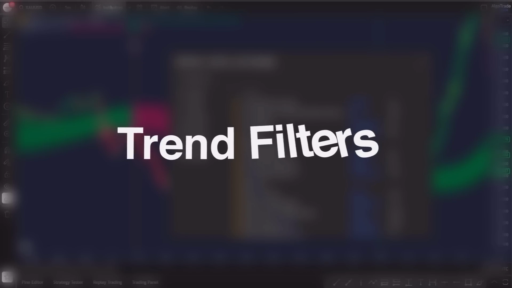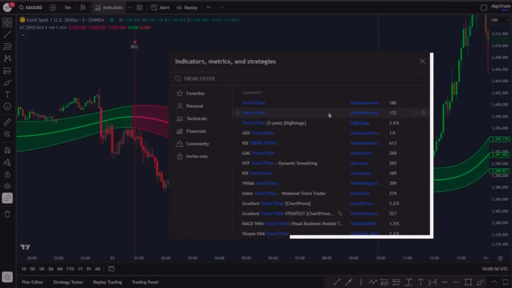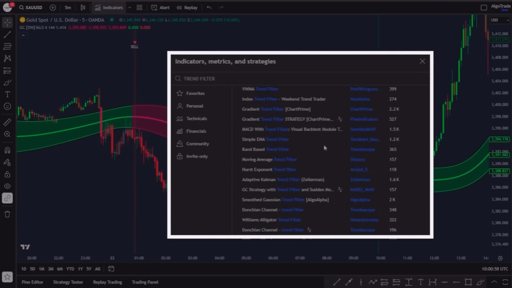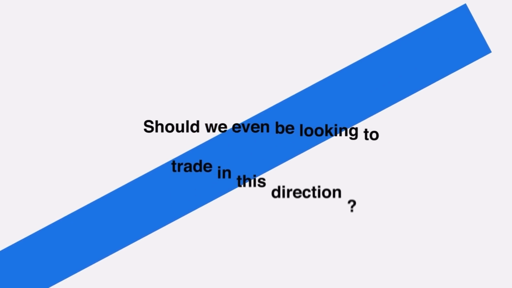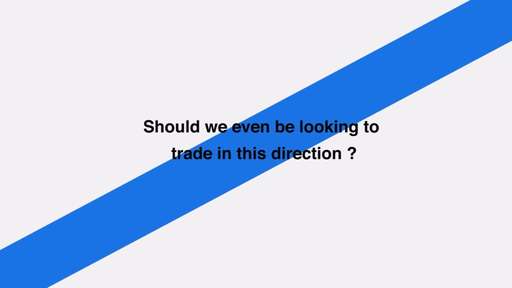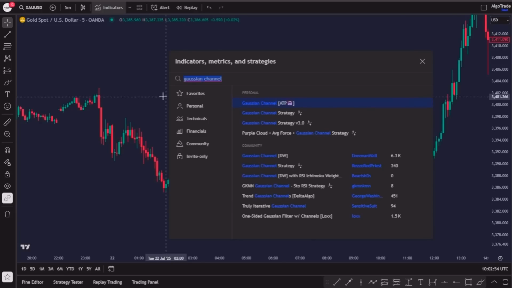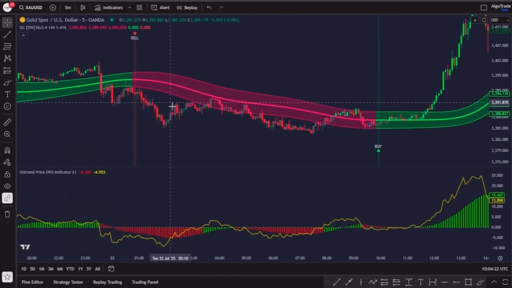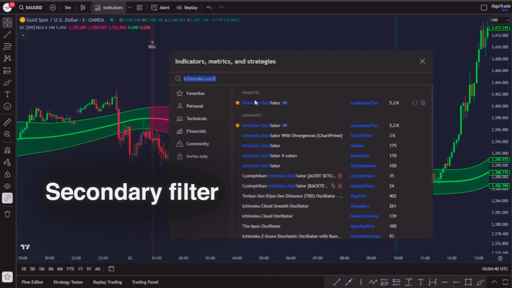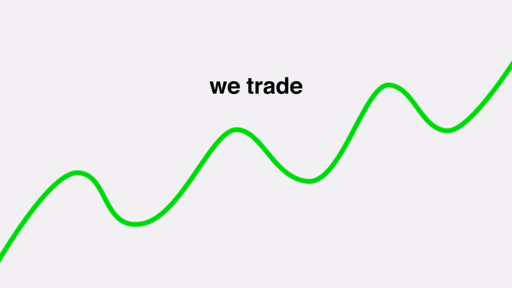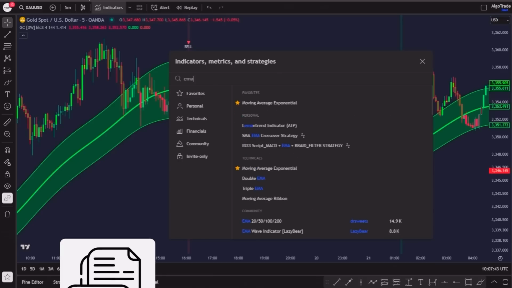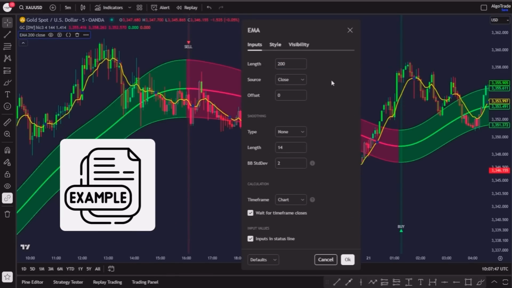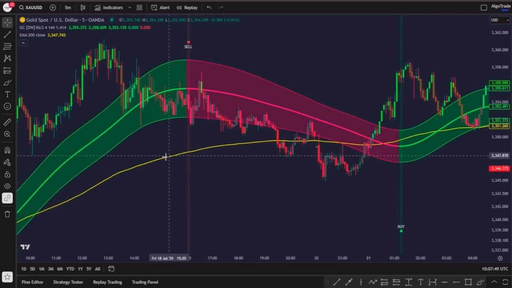Let's start with trend filters. These are the indicators that help us answer one question. Should we even be looking to trade in this direction? And to test them properly, we keep the Gaussian channel as the trigger and combine each trend indicator as a secondary filter. If the filter confirms the direction, we trade. If not, we skip.